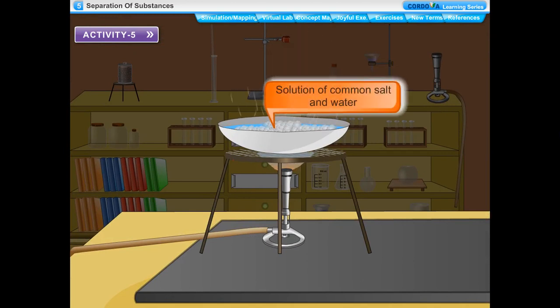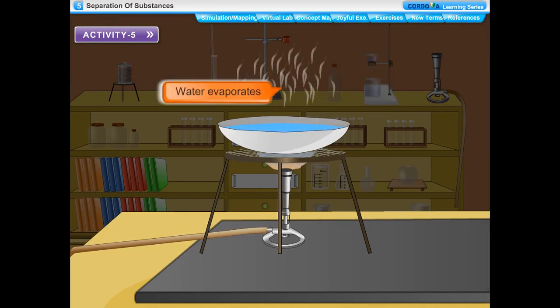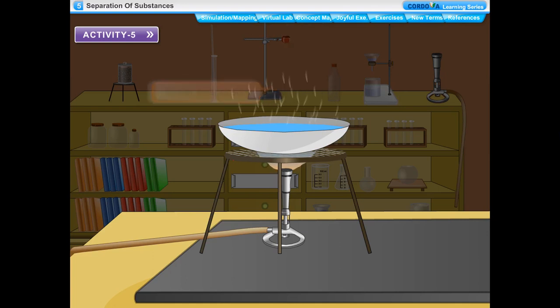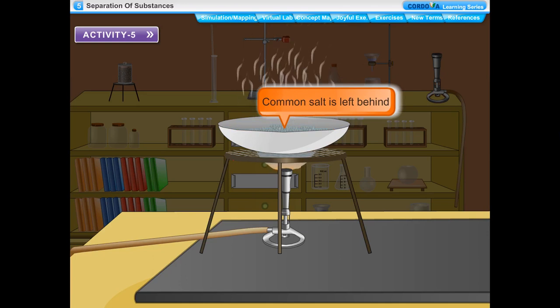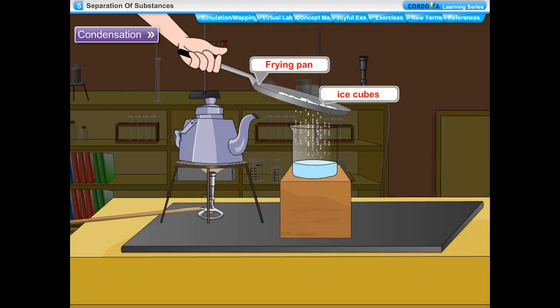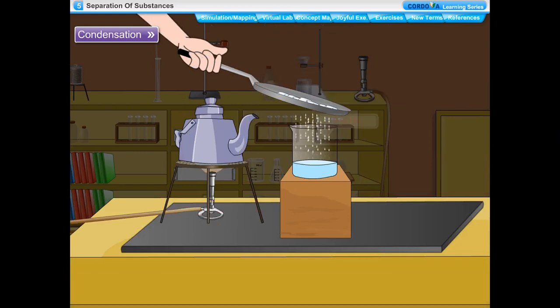Observation: the water present in the salt solution evaporates to form steam. When all the water present in the solution of common salt and water gets evaporated, common salt is left behind in the china dish as a solid. Condensation. This method is used to obtain a liquid from its solution. We can get water from salt solution by this process.